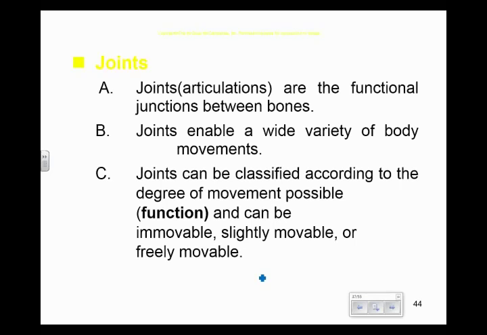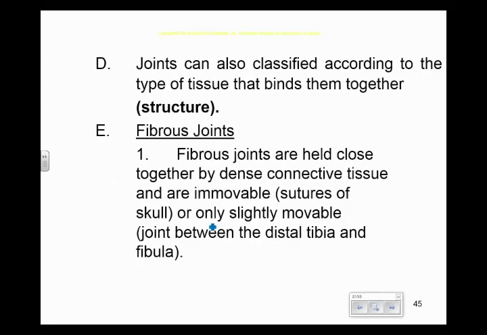So like I said, the first way that you would classify a joint, every joint in the body, is you could say, well, how much does that particular joint move? So that's according to function. So you could classify them as immovable, not moving, slightly movable, little, and then freely movable. Most of the joints in your body, you think of the skeleton, are going to be freely movable joints. Okay? Besides the functional classification, you can also classify them according to structures.